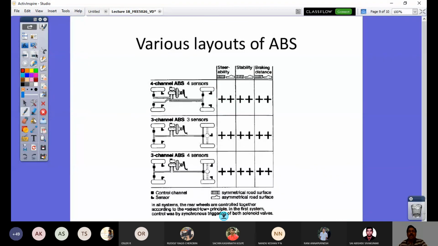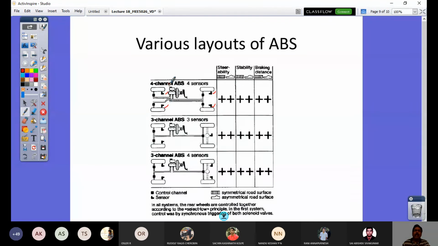And then you see this ABS comes with different layouts. So you can have a number of channels and a number of sensors. What do you mean by channel? Channel refers to the number of independent controls of your brake system. So if I have 4 channels, there are 4 independent portions of my brake system control. That's the meaning of channel. Sensors means how many sensors are employed. There can be 4 sensors, meaning there are 4 wheels, 4 pickup sensors, and 4 channels. So I will have one for each wheel. So there are 4 independent controls of all the wheels.